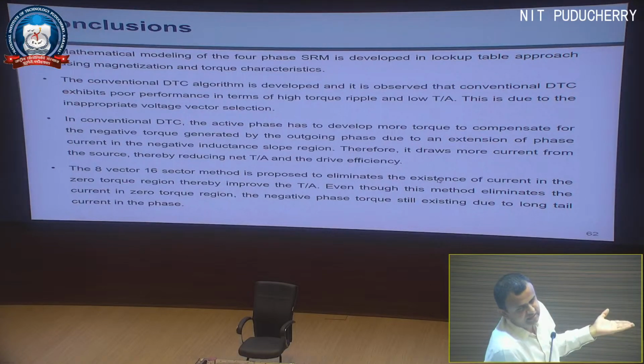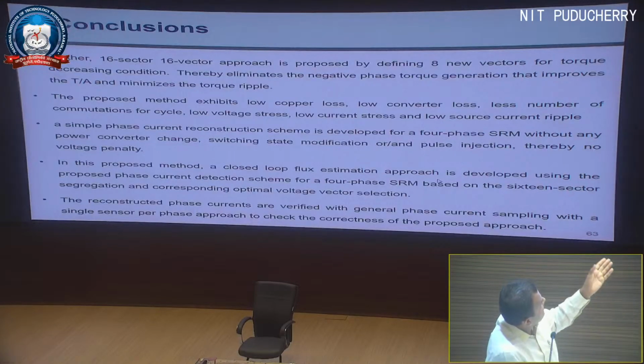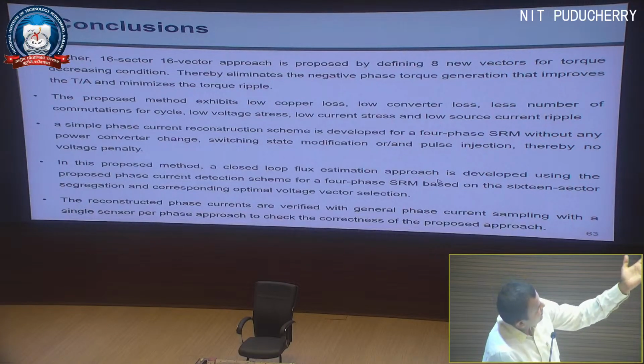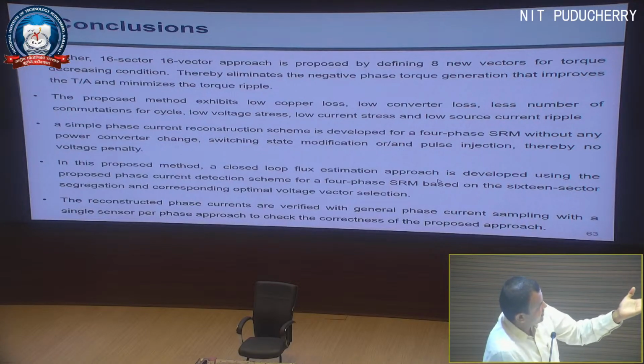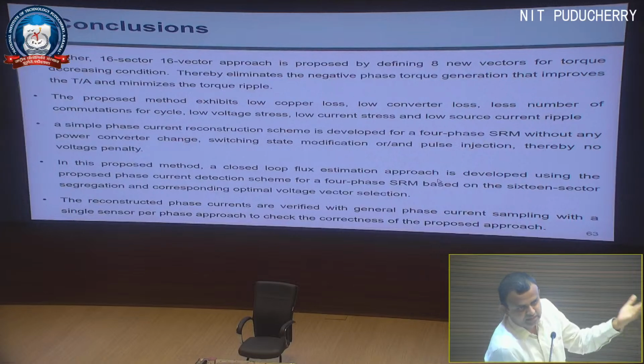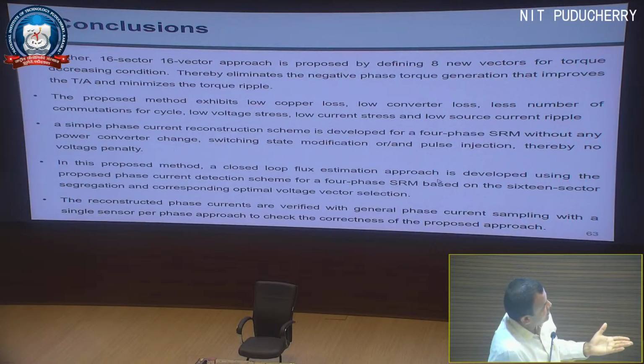First 8 vector 16 sector, and then 16 sector 16 vector. We also showed in the pie chart that it has low losses. Then, phase current reconstruction scheme: after studying exhaustive literature, we have proposed a phase reconstruction scheme and closed loop flux estimation approach for a 4-phase SRM based on the 16 sector. And then we verified it with the general phase current sampling with a single sensor phase approach to check the correctness.